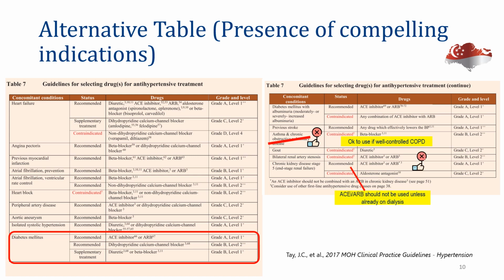For the CKD population, they also recommend the use of ACE or ARBs even in stage 5 or end-stage kidney failure, which I think is not so advisable, because the ACE or ARBs used in this group of population will be highly associated with hyperkalemia. So ACE and ARBs should not be used unless patients are already on dialysis with respect to stage 5 CKD.